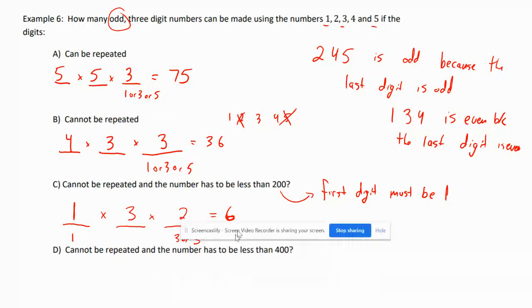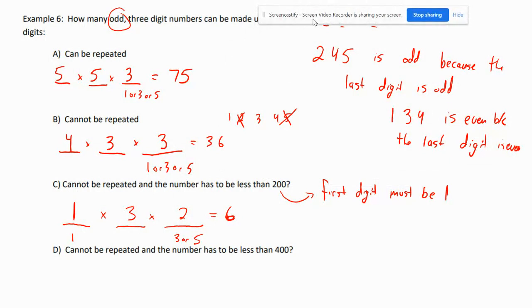They cannot be repeated, and the number has to be less than 400. This question looks very similar to C, but unfortunately, this one is actually quite a bit more complicated. Here's why.